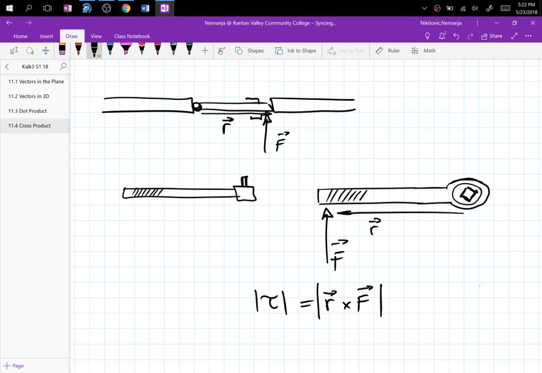They give you two word problems, so 39 and 40. 39 is tightening a bolt, which is this. You just grind through that formula. And the second one is opening a laptop.